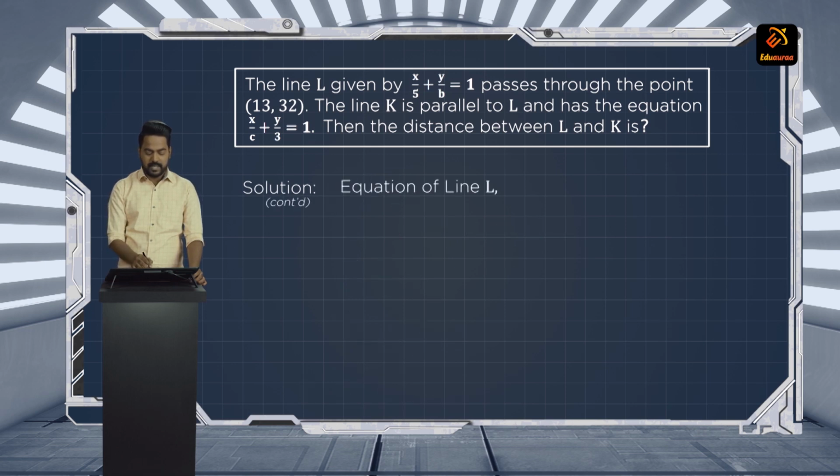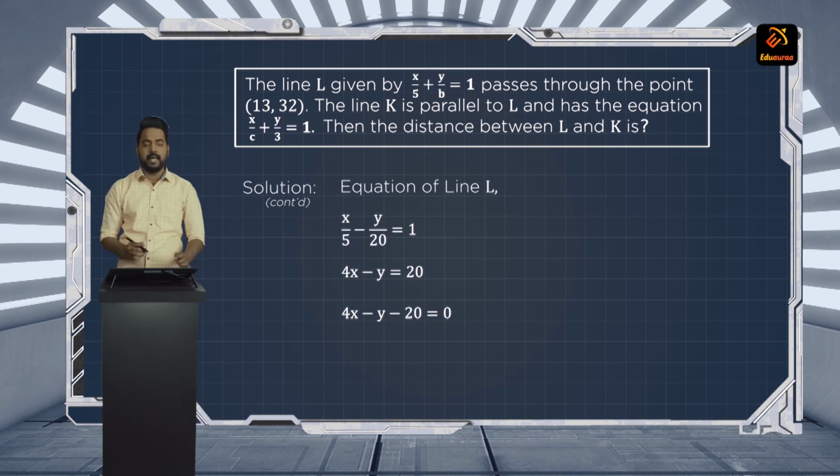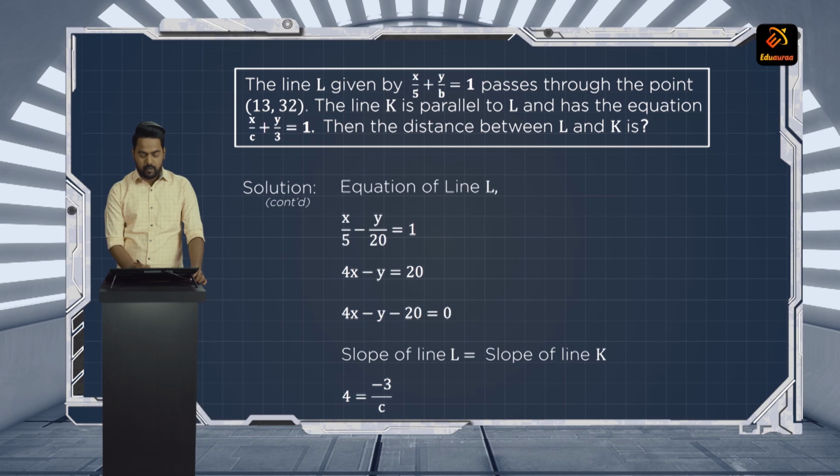So the equation of line L will be x upon 5 minus y upon 20 is equal to 1. So if I take the LCM, it will be 4x minus y equal to 20, which means 4x minus y minus 20 equal to 0. This is the equation of line L. Now line K is parallel to line L. So slope of line L will be equal to slope of line K. What is the slope of line L? Slope of line L is equal to 4.